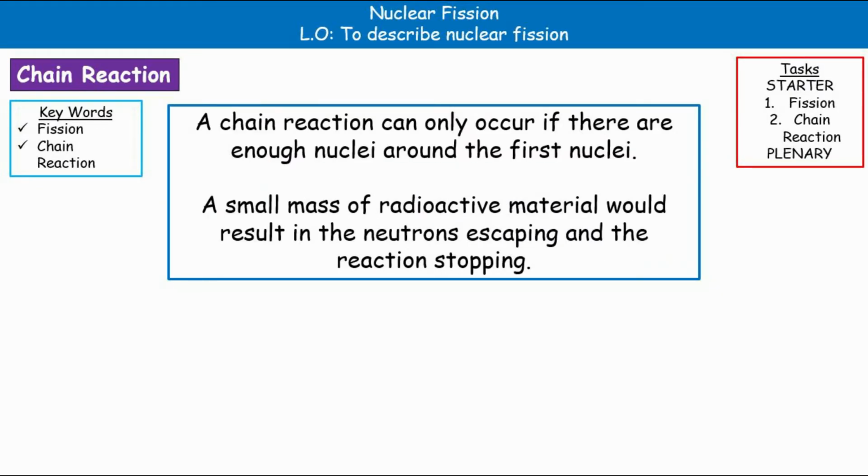One thing we should bear in mind though is that a chain reaction can only occur if there are enough nuclei around that first one. So we need a decent mass of radioactive material. If we've only got a small mass of radioactive material, then the neutrons we've created would escape and the reaction would stop, because obviously there's not all of those nuclei there for those neutrons to collide with and so forth. If we've got a larger quantity of this radioactive material, then those neutrons are going to collide with the other nuclei and just keep increasing the size of that reaction.